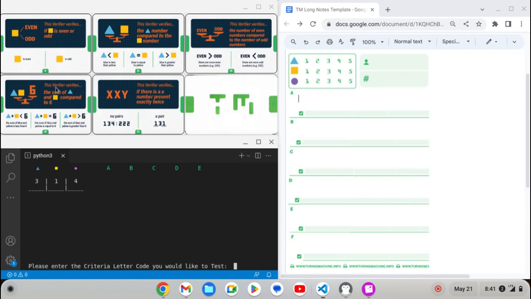Criteria card D will look at the first 2 digits, add them together, and compare the sum to the number 6. So should the sum be less than 6? Should it be equal to 6? Or should the sum be greater than 6?